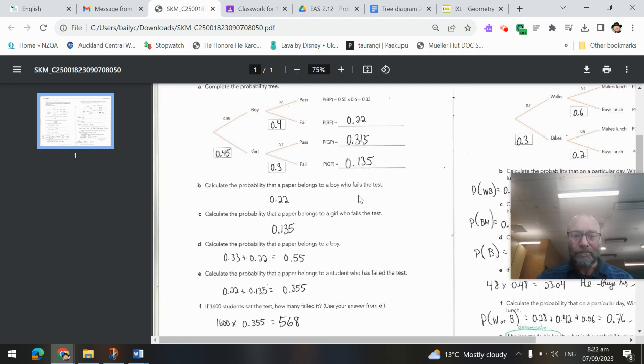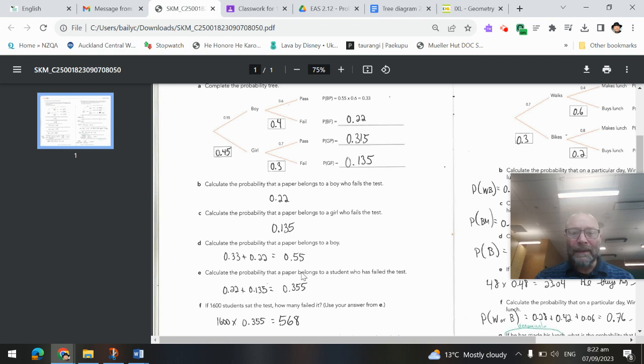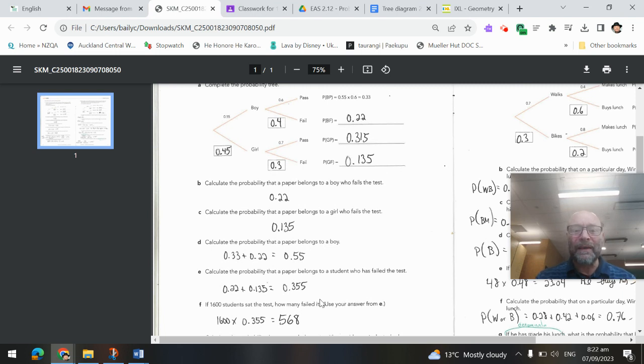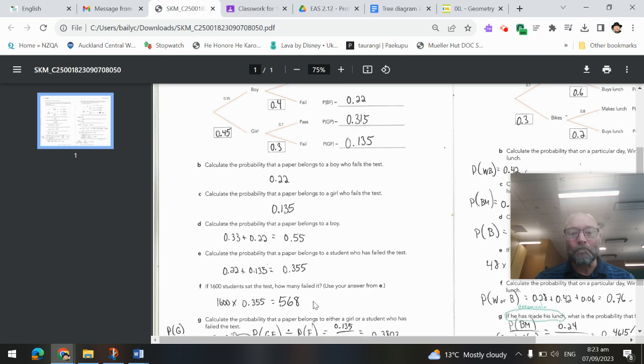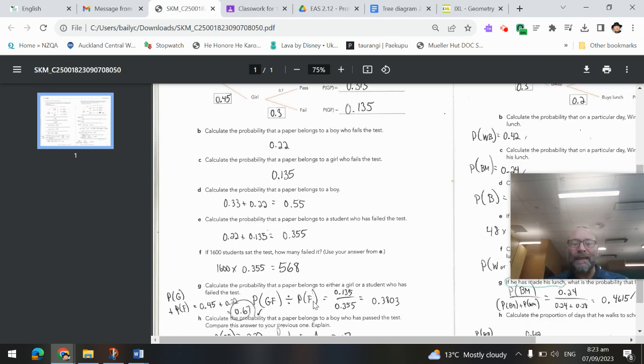Next one. If 1,600 students sat the test, how many failed? First thing we need is, what's the probability that somebody failed the test? Well, that was the answer from our last patai. So if that's the probability that one person failed the test and 1,600 sat the test, multiply those 2 together, we would use 568.